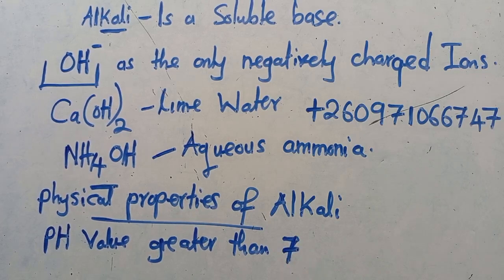pH values are greater than 7. So these ones we discover are alkali. These, we are now talking about what? Alkaline. Any alkaline solution is greater than 7.